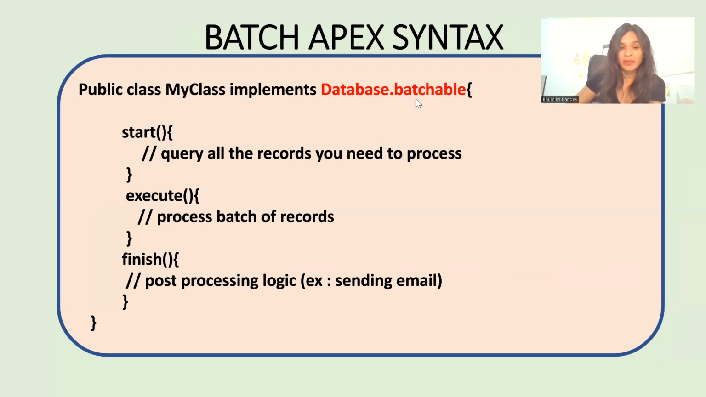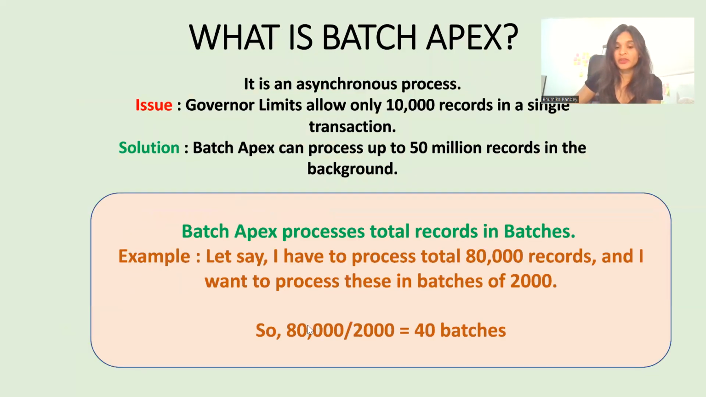And this interface has three methods: start, execute, and finish. Okay, in queueable Apex, we had only one method in the Queueable interface, that was execute. But in Database.Batchable, we have three methods: start, execute, and finish. And all these three methods are categorized based on the kind of work that they would be doing. So for example, in the start method, whatever code you would be writing, you have to just collect the records, right? For example, let's say I take the same example that I have to process 80,000 records. Let's say I have 80,000 accounts in my system. Okay, and I want to update the account names of all the 80,000 accounts, right?